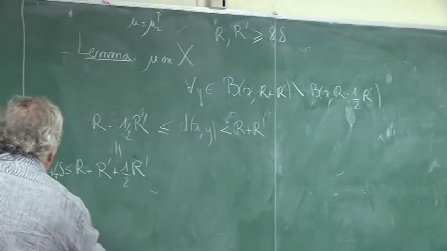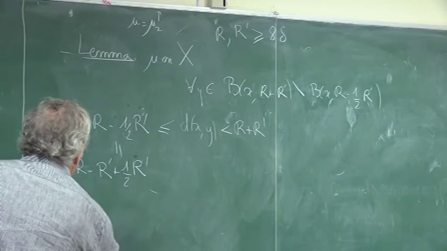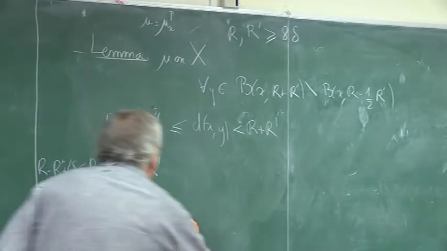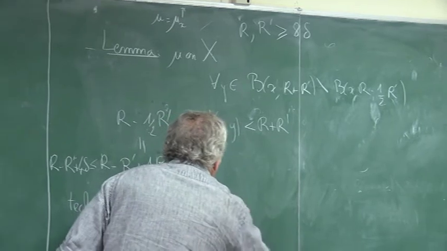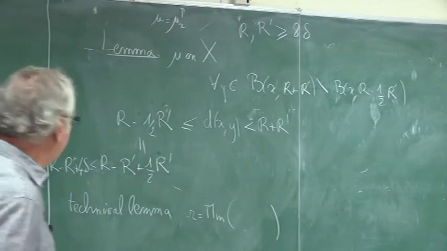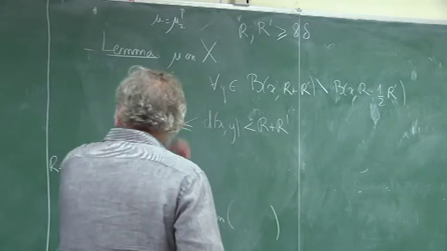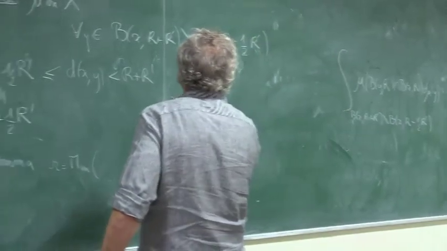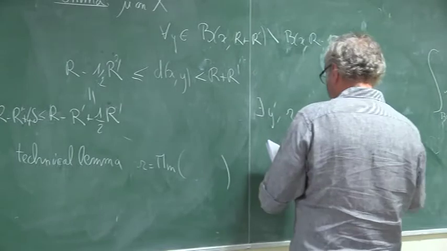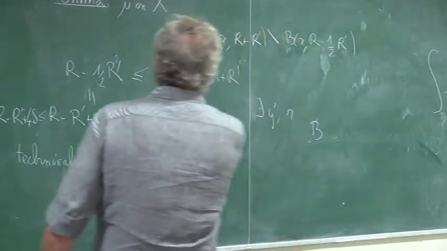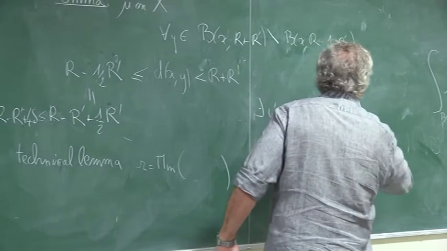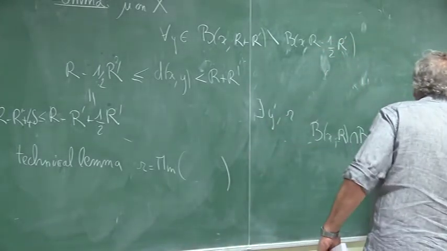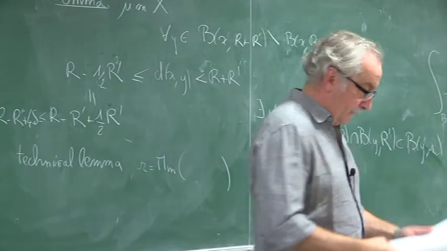So come back to the technical lemma. I leave to you to check that there was a small radius r, which was the minimum of something, and that the minimum is achieved here. So the technical lemma tells us now that there is a point y' and a radius r, so that the intersection of the ball around x and the ball around y, with different radii, is included in the ball of radius small r around y'. Right.